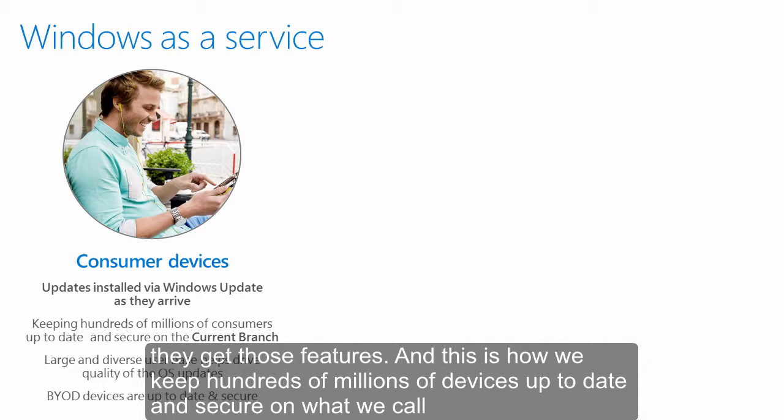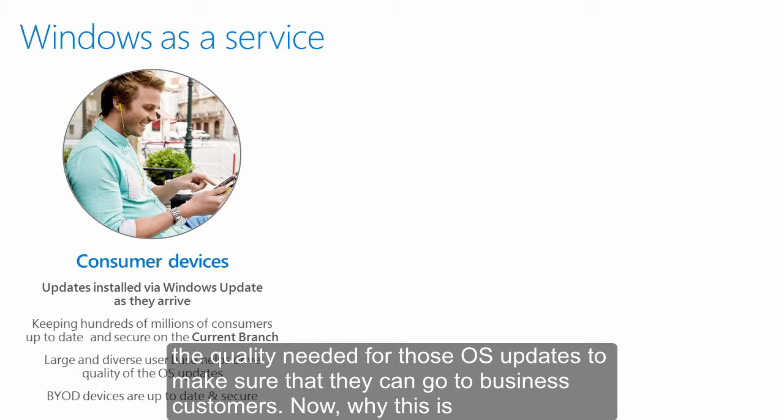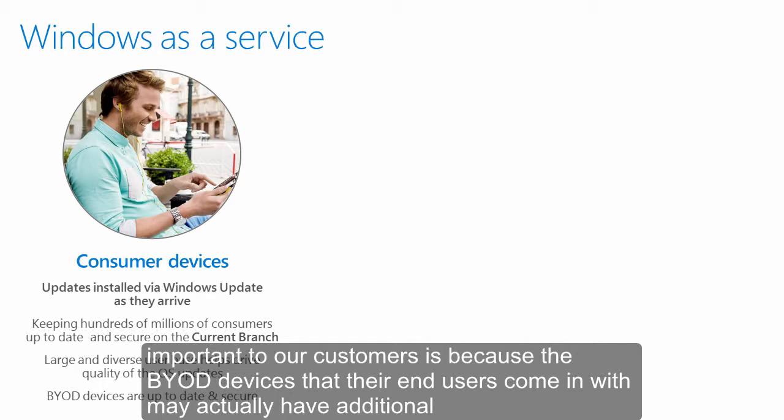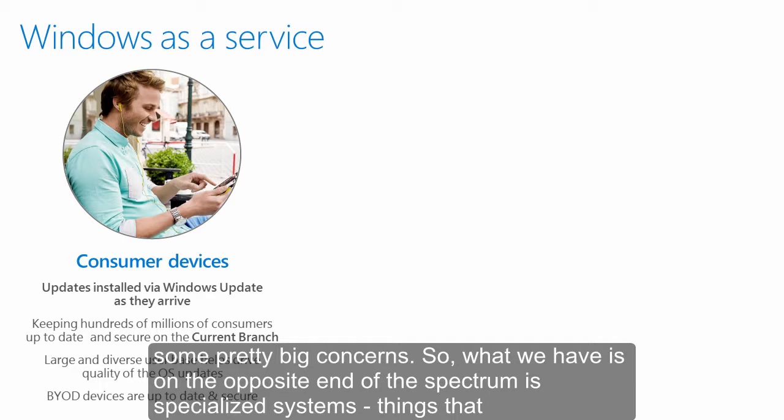And this is how we keep hundreds of millions of devices up to date and secure on what we call the current branch of Windows. This also gives us a very large and diverse base of devices to help make sure we have the quality needed for those OS updates to make sure that they can go to business customers. Now, why this is important to our corporate customers is because the BYOD devices that their end users come in with may actually have additional features that they have not deployed internally yet. So if we treated all of our corporate customers like this, there would be some pretty big concerns.